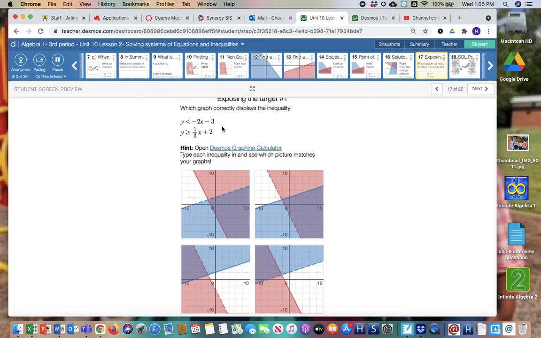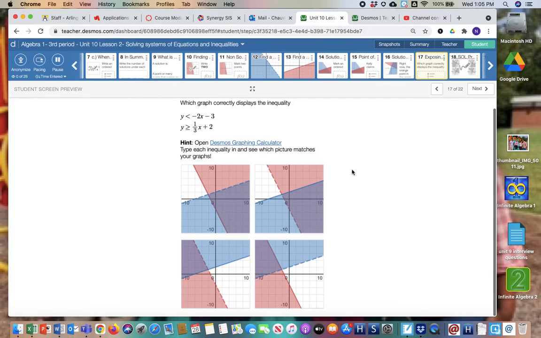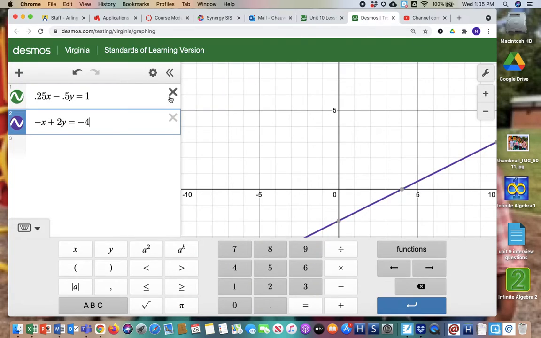Okay, so which graph correctly displays this? Okay, well, what do we do here? You want to graph the same way. It's asking us, hey, which one is showing this the correct way? Graph these in our Desmos, and let's pick the one that makes the most sense. So here we go. Y is less than negative 2x minus 3, so I'm going to go back up in here, and here we go.